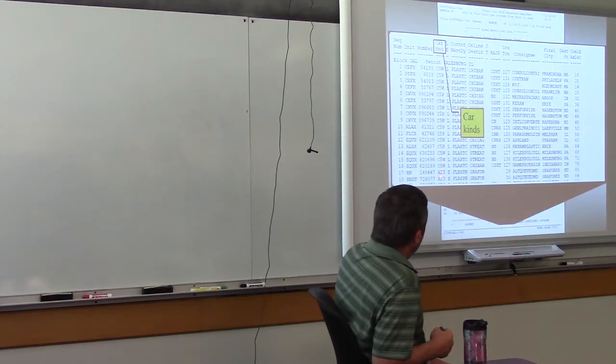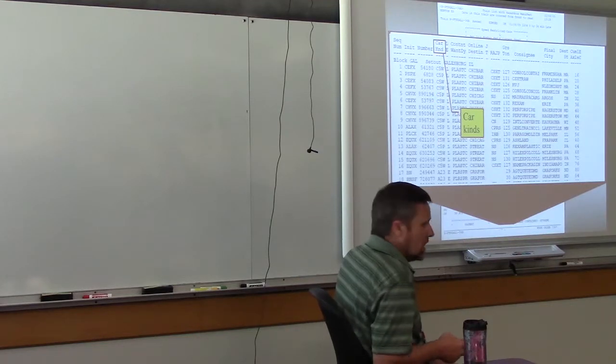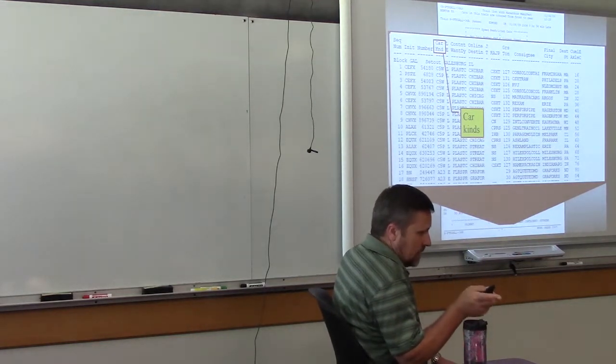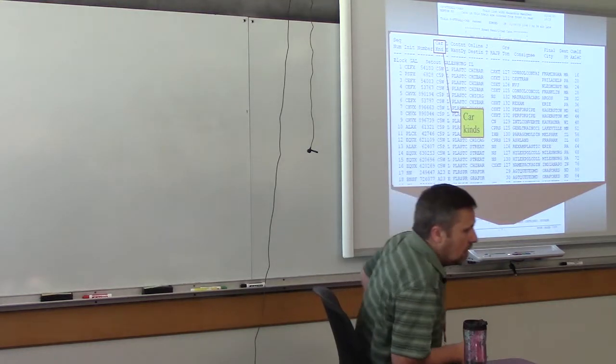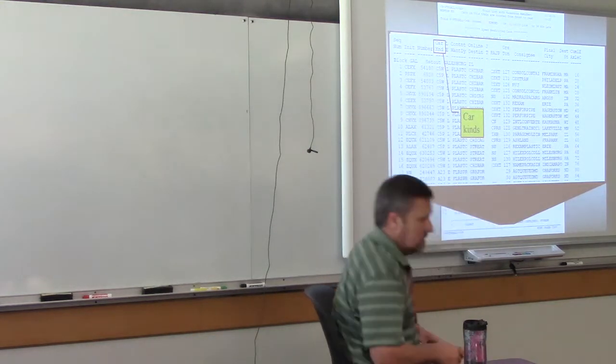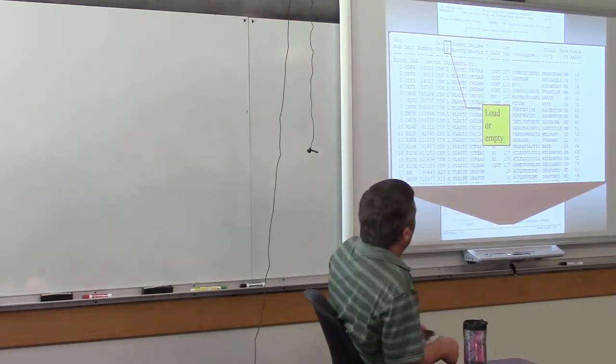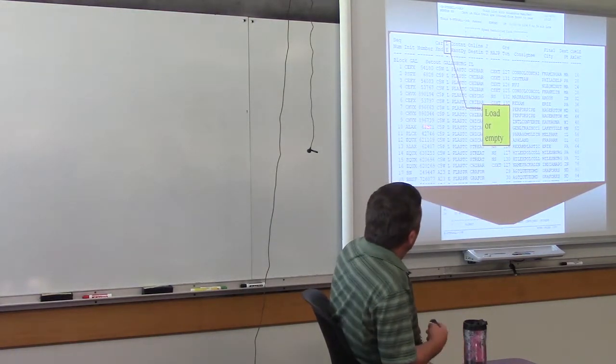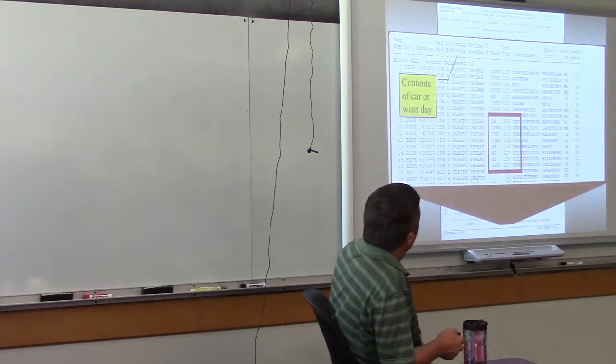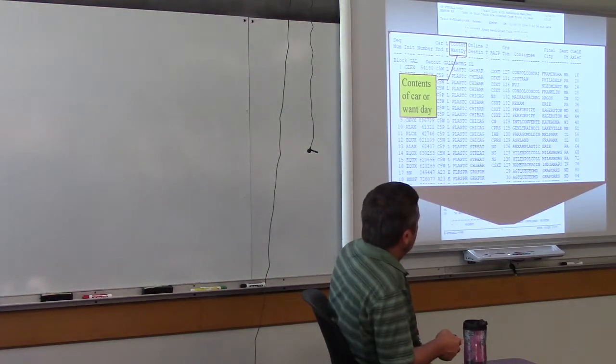Car kind, like I said, it's always going to be 3 digits, okay? First one tells you what kind of car it is. You have a list of codes in your book that tell you all about the car kind codes, okay? What kinds of cars you're dealing with. Is it a load or an empty? So if it's an L, it's loaded. If it's an E, it's empty. The contents or the want date. Usually going to be the contents. What is the car carrying?